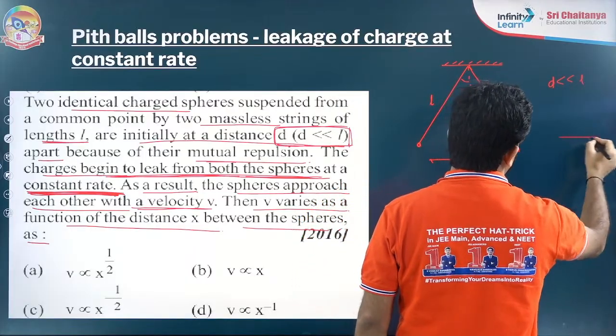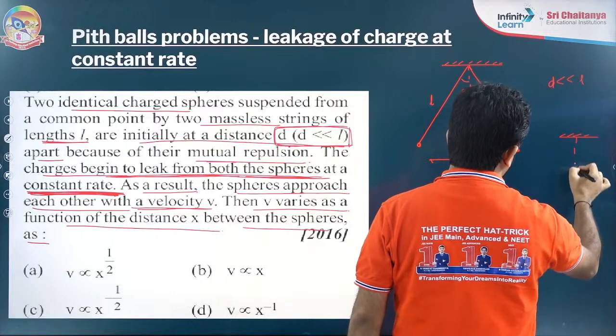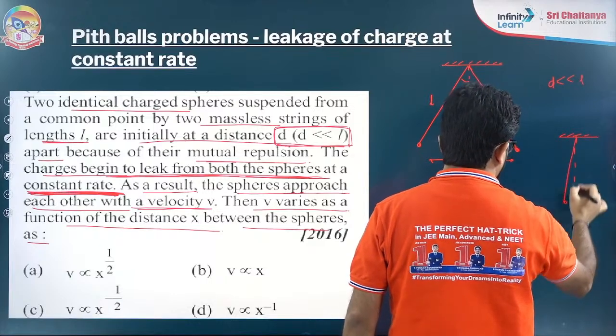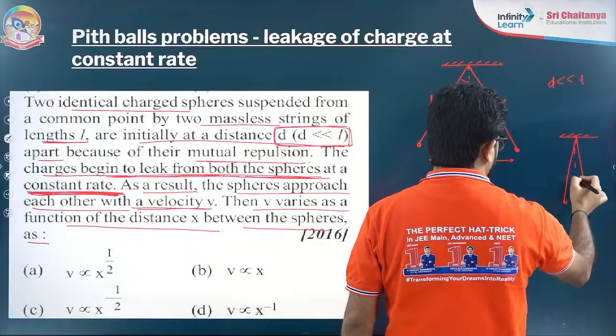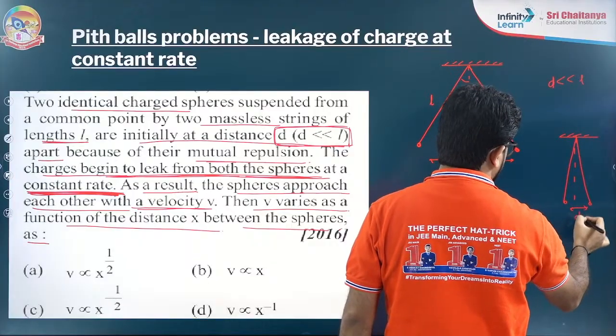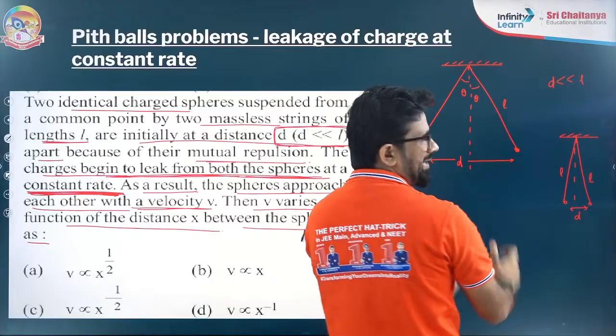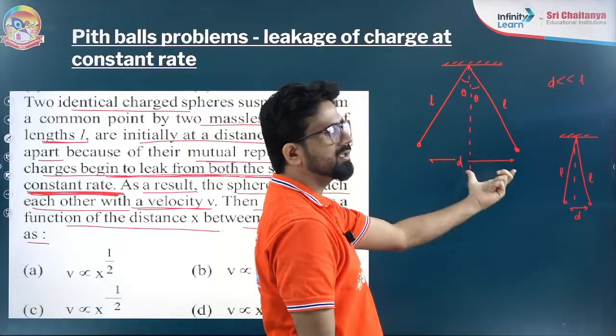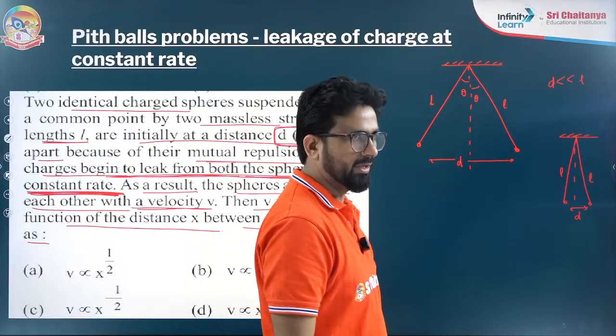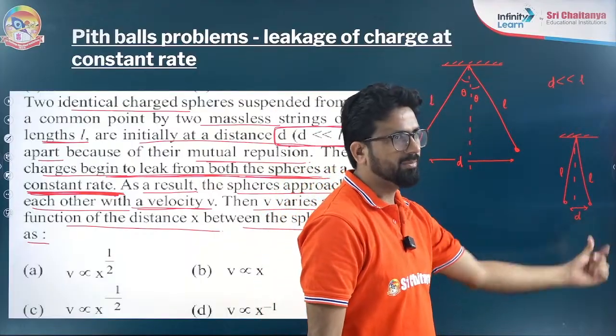That means if you draw the actual picture, it would be like this. It is a little difficult to understand because this is d and this length is L. But for understanding, I am putting it like this, so that d looks greater, but actually it is very small. This is the actual picture.